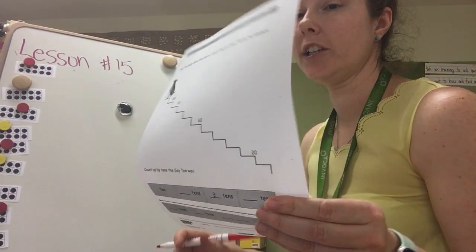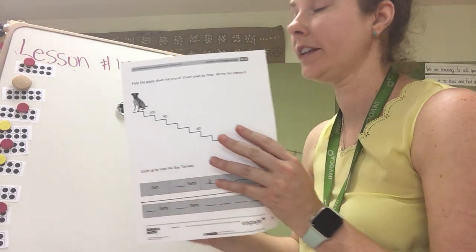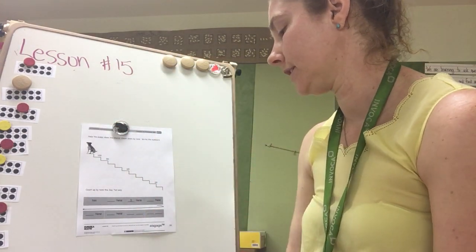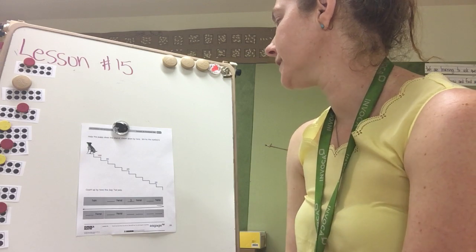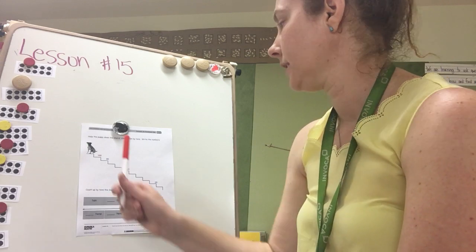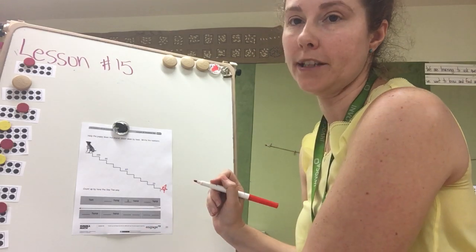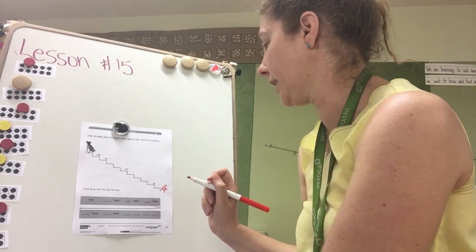Now the next page is a staircase. We reviewed this idea, I think it was just last week. Help the puppy down the stairs. Count by tens, write the numbers. So there's the puppy and he wants to get down here. Maybe there's a bone waiting for him or a dog treat.